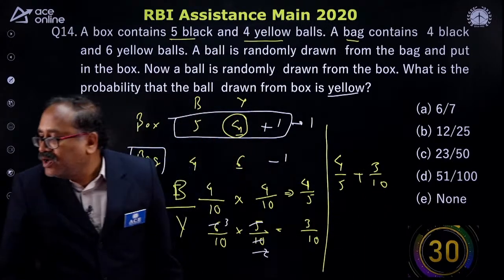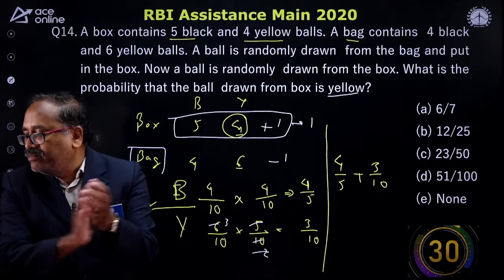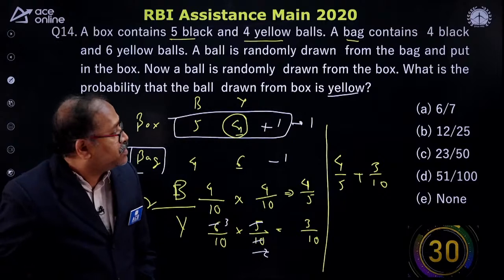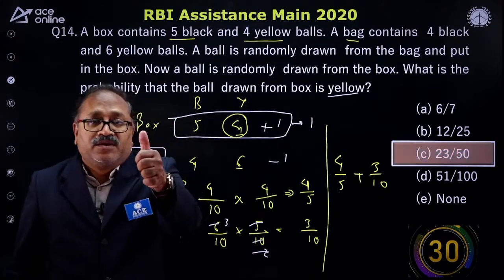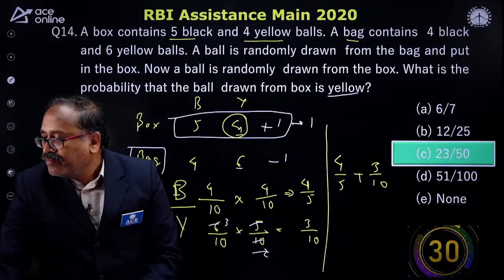Let me see how many of you answer the question. 23 by 50, Subba Reddy. 23 by 50, Vamsi, option C. Let me check that. That's right. Well done, my young brothers. Well done.